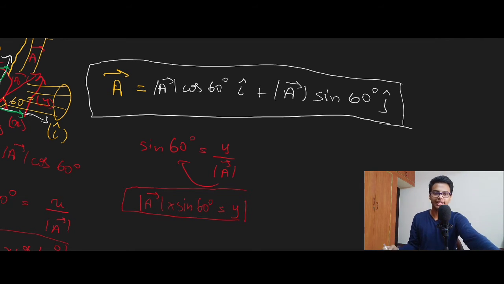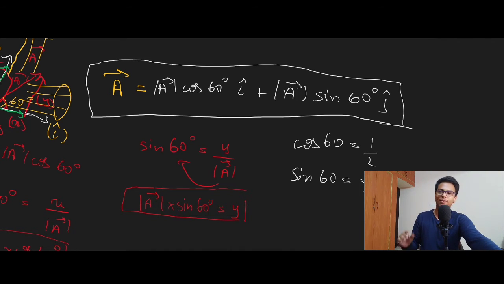In this case, of course, you can substitute the value of cos 60 and sine 60. We know cos 60 is equal to 1 by 2 and sine 60 is equal to root 3 by 2. You can take 1 by 2 common, and you get mod a vector plus root 3 mod a vector. You can take mod a vector common also, so you get mod a vector by 2 into 1 plus root 3.